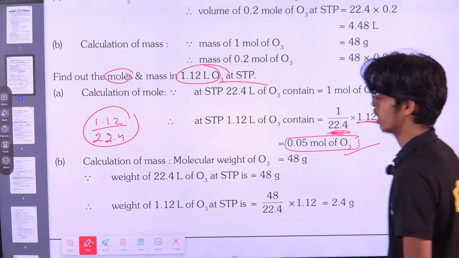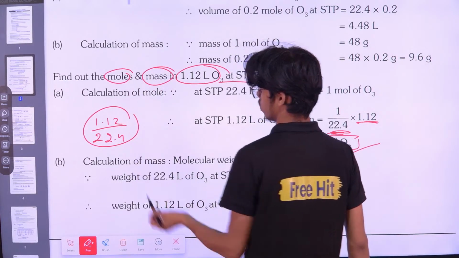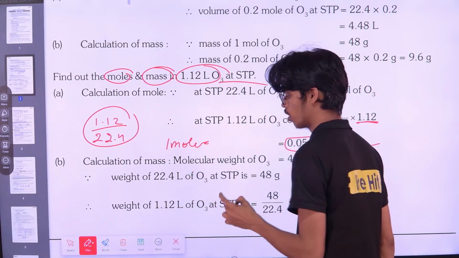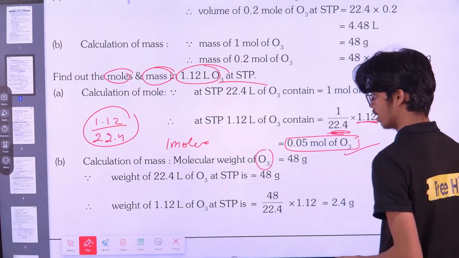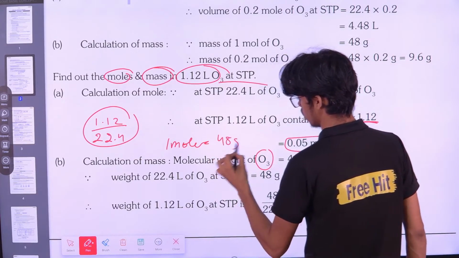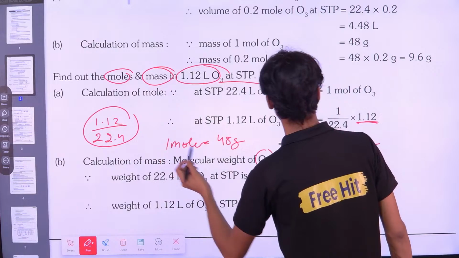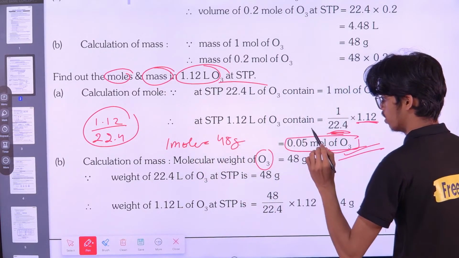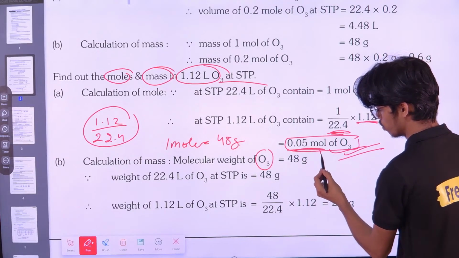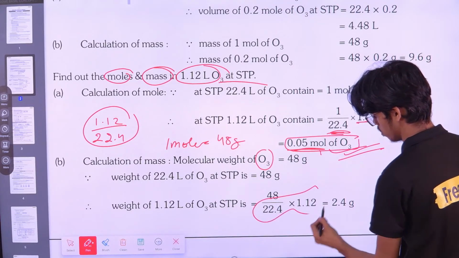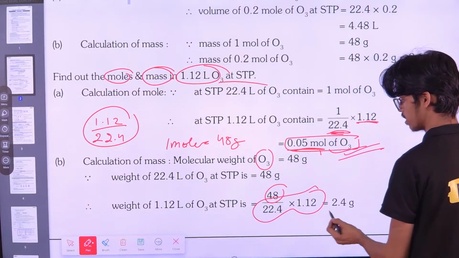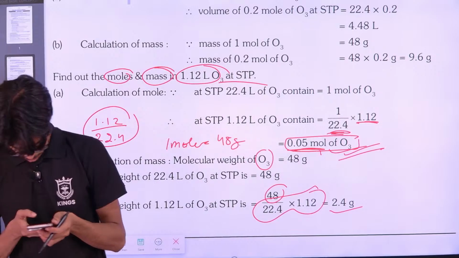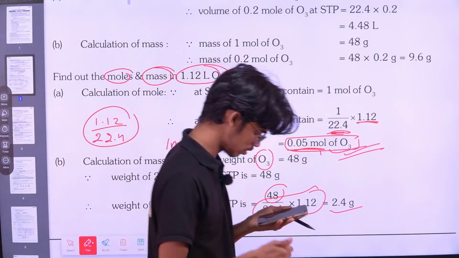Now, how do you find out mass? Mass of 1 mole is equal to molecular weight. What is the molecular weight of ozone? That is 48 grams. Then, for this much number of moles, what is the weight? 1 mole is 48 gram. Then 0.05 mole is equal to what? 0.05 into 48. Understandable? So this is the answer. 1.12 liter by 22.4 mole. Very good, Priya Jyoti. Your answer is right.